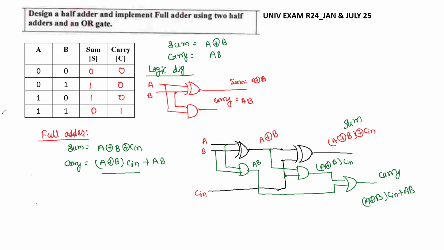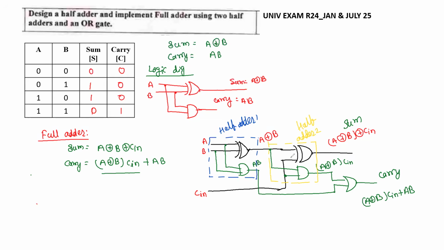Here you'll see that this one is the first half adder, half adder 1. Similarly, we have another half adder. This one is the other half adder, so this one is our half adder 2.